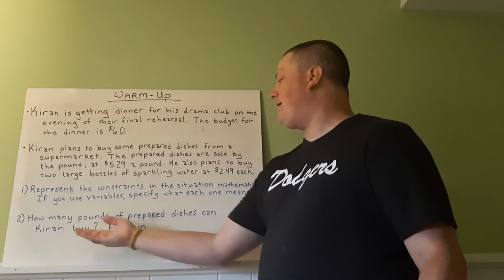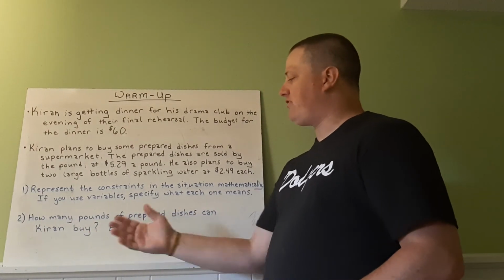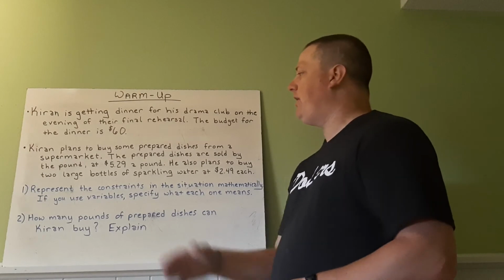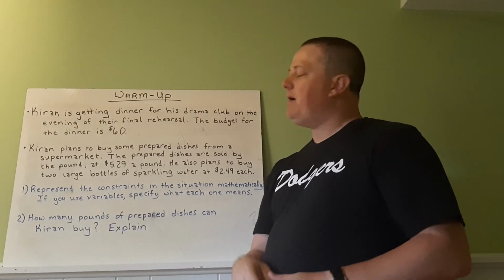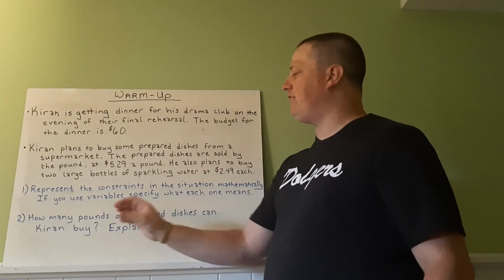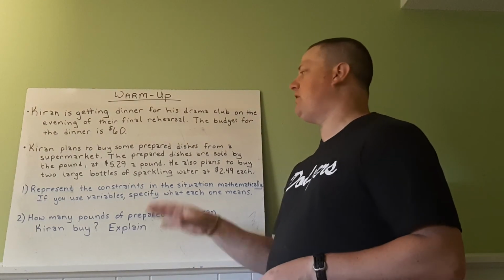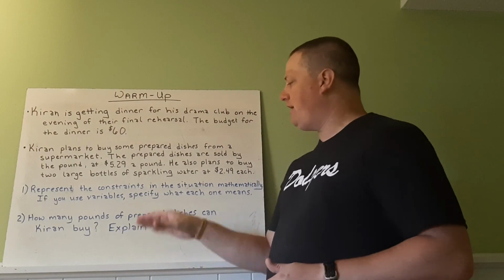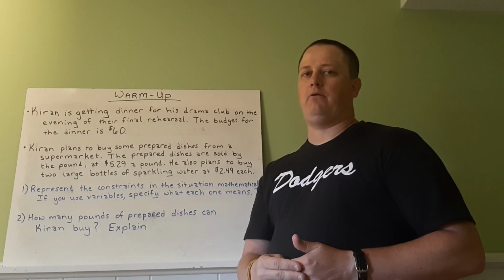Number 2, how many pounds of prepared dishes can Kieran buy? And explain how you came up with that. Now, in number 1, you could make an equation to help you with number 2, but there are ways to represent 1 without an equation and still figure out number 2 without a specific equation. So any way that you can figure this out, just explain your thinking, and then that's going to start our discussion tomorrow. Thanks.